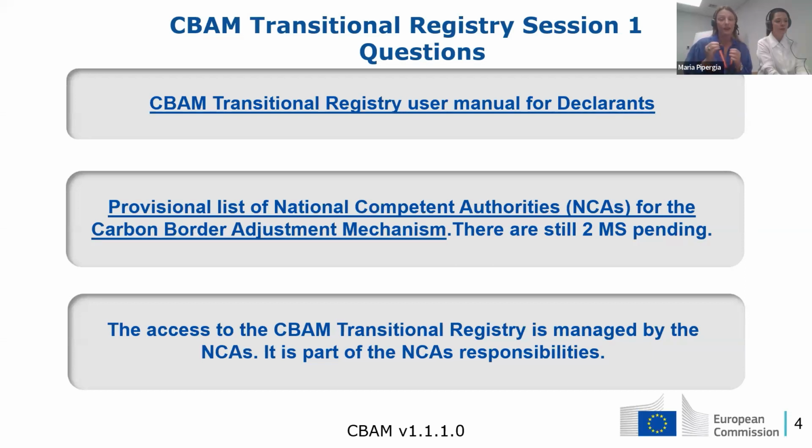Also, the latest provisional list of the National Competent Authorities, NCAs, is available on the Europa site, but there are still 2 member states pending to appoint their NCA. You can check the NCA's provisional list to find the NCA contact information of the member state you are established in, in order to request access to the CBAM registry. And at this point, I want to mention that NCAs are the exclusive responsible authorities to manage the CBAM registry access, and the European Commission is not responsible for managing the CBAM registry access for CBAM declarants.